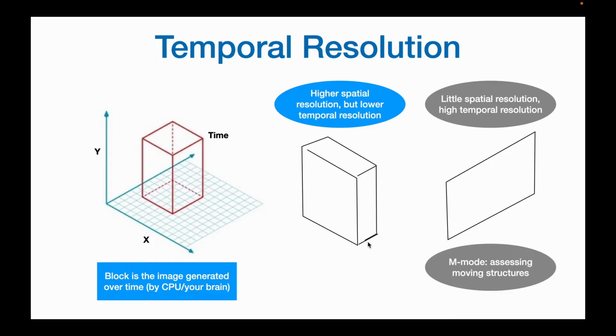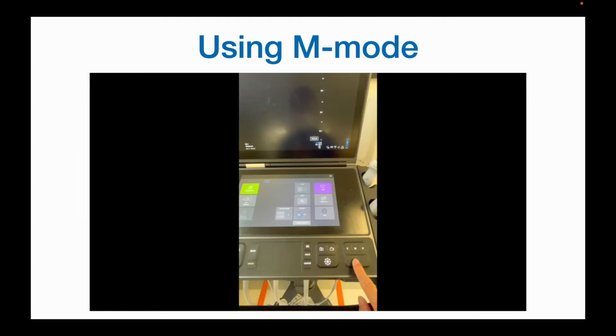So this is where M mode is really helpful because it focuses on one line in the scan plane, but with significantly increased temporal resolution, literally in 1 millisecond intervals. First, how do you use M mode?